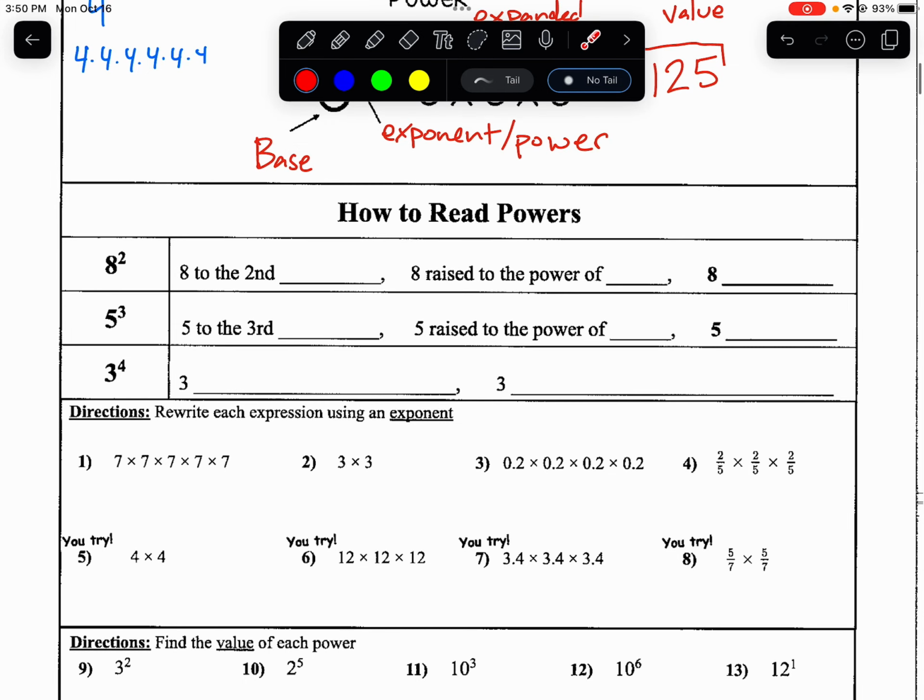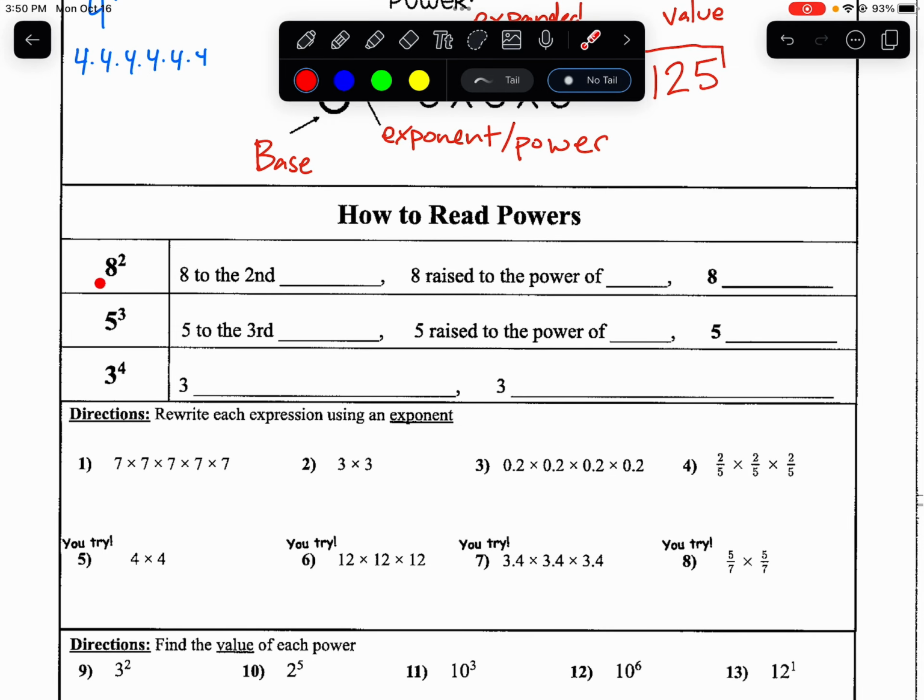All right, how to read powers. There are lots of different ways you can read this. You can read it as 8 to the second power. Sometimes it's written as 8 raised to the power of 2. Or the second power has a special name. It's also known as 8 squared.